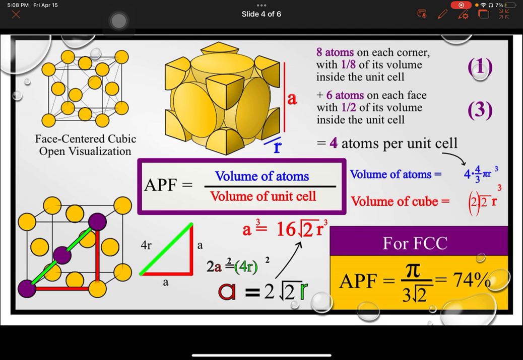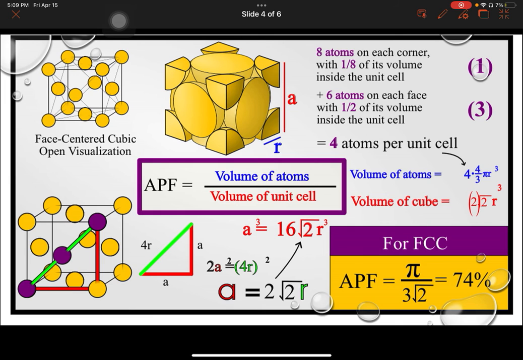So some of the images that you're seeing are very similar to the ones that I've shown before: the unit cell, the spatial arrangement, that kind of thing. The first thing I want to talk about is APF, which stands for atomic packing factor. It basically describes how closely packed those atoms are within the structure. Is there any room for movement, or are they pretty tightly packed in there? And this element is simply the volume of atoms over the volume of the unit cell.